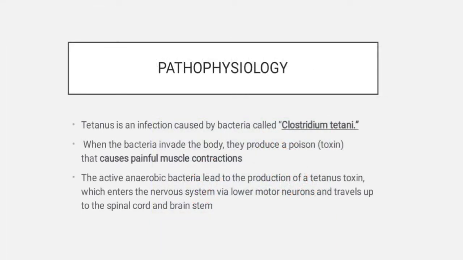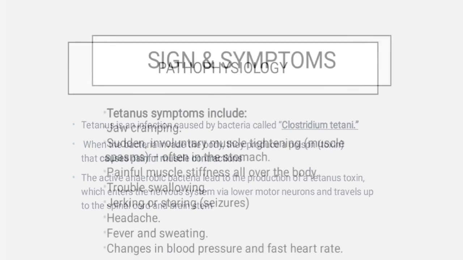Pathophysiology. Tetanus is an infection caused by bacteria called Clostridium tetani. When the bacteria invade the body, they produce a poison, that is toxin, which causes painful muscle contraction. The active anaerobic bacteria lead to the production of tetanus toxin, which enters the nervous system via lower motor neurons and travels up to the spinal cord and brain stem.